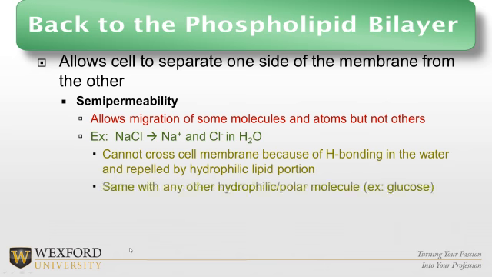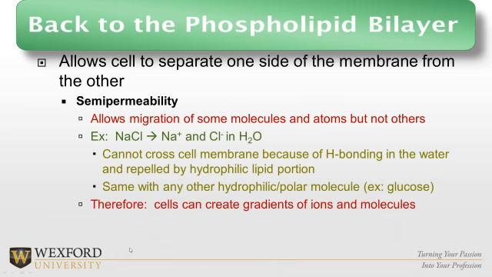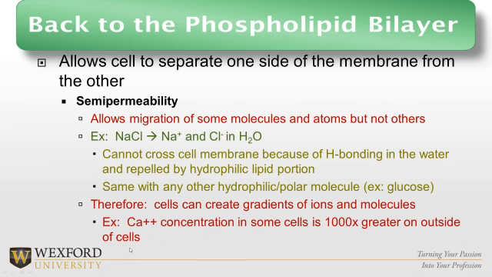It's the same with any other hydrophilic or polar molecule, like glucose cannot just diffuse across the membrane. Therefore, we have cells that can generate gradients of ions and molecules, separating them from the outside versus the inside of the cell. For example, the calcium ion, a very important ion, concentration is sometimes 1,000 times greater on the outside of cells versus the inside.